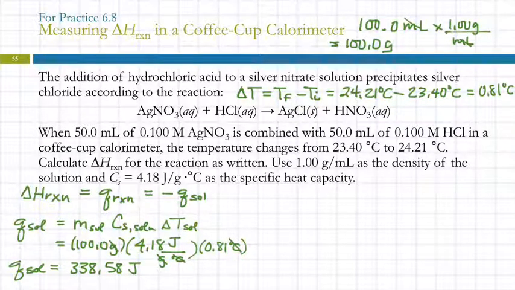2. The temperatures each had 4 sig figs, but when we do the subtraction, we end up with 2. So I'm going to underline the second digit there to remind myself. So I calculated Q solution. So the heat of reaction equals negative Q solution, right? So that would be negative 338.58 joules.